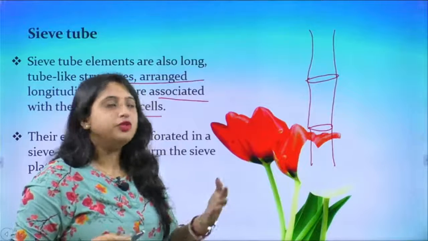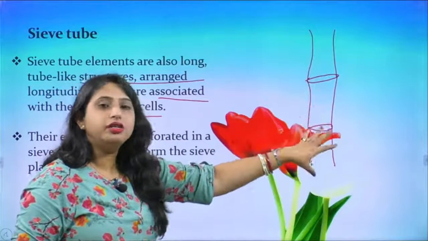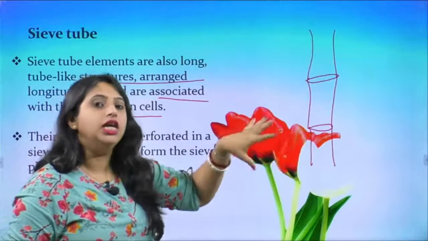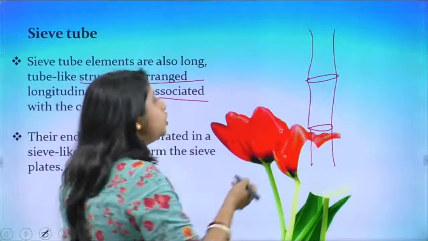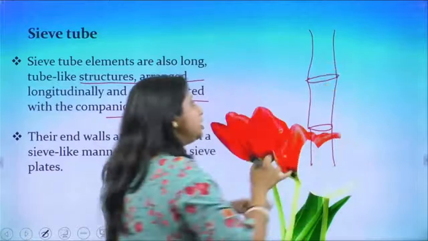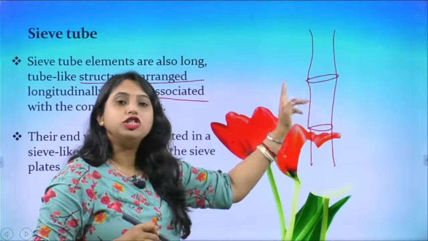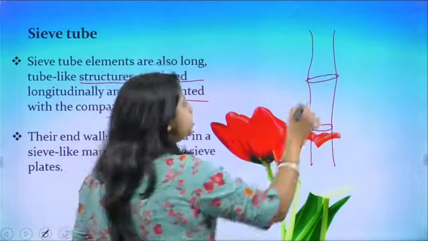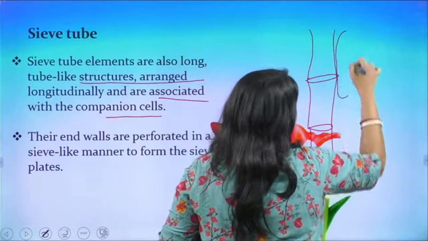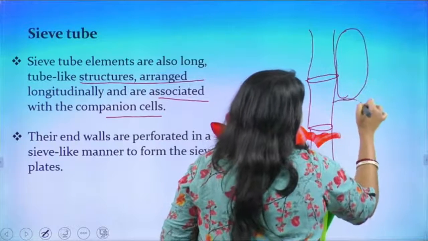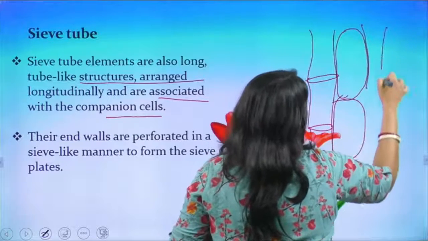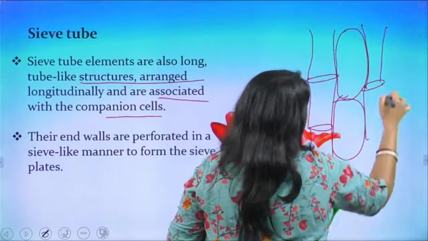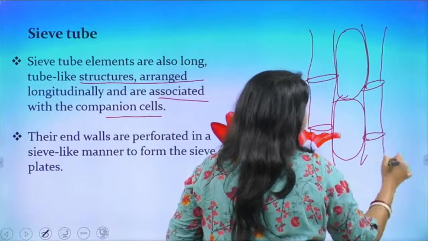What is this plasmodesmata? The plasmodesmata is a junction between cell to cell. It helps in the connection of one cell with another. So this is a sieve tube, a long tube-like structure, and in between them, what is present? There are companion cells. So again here is one sieve tube.